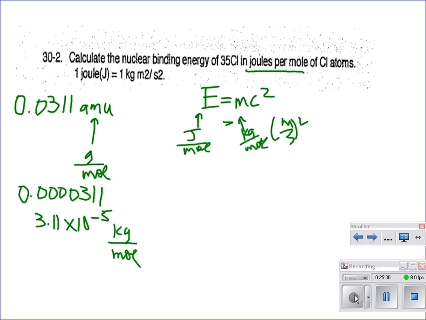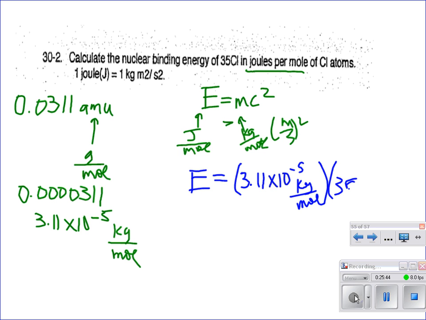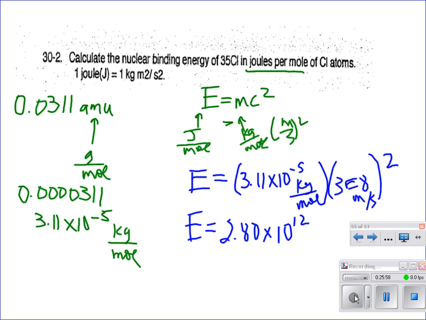All right, so let's plug in. I'm going to use a different color. We want energy in joules per mole. Our mass is 3.11 times 10 to the negative fifth kilograms per mole. C is 3E8 meters per second squared. So what is the energy holding that nucleus together? Okay, and the unit, joules per mole. So there's a difference there. I need y'all to be aware of that difference.